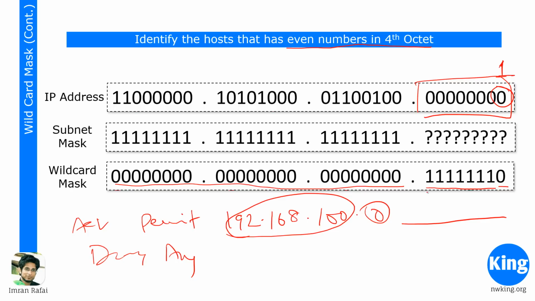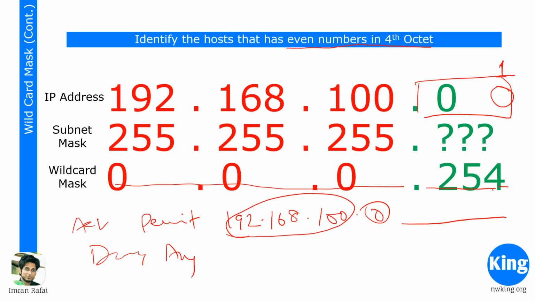Right? So if you put this wildcard mask of 0, 0, 0 and then 1, 1, 1, 1, 7 bits and last bit as 0, it will always match this condition, which is even number in the 4th octet. So if you convert this to decimal, dotted decimal format, the number is 254. So if you put wildcard mask of 0.0.0.254, it will always match and it will permit or deny whatever you want, and all the others will automatically get denied.